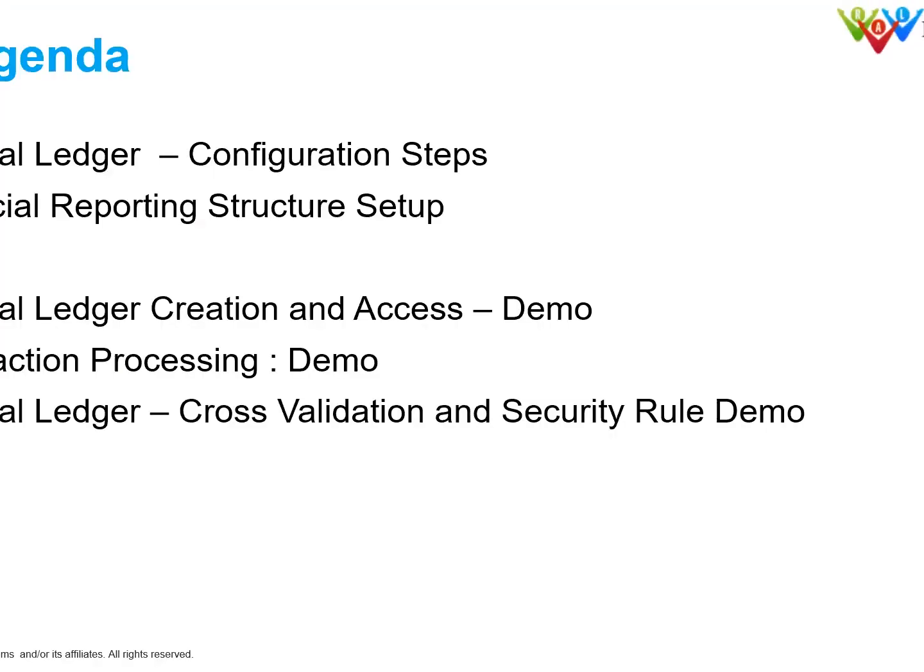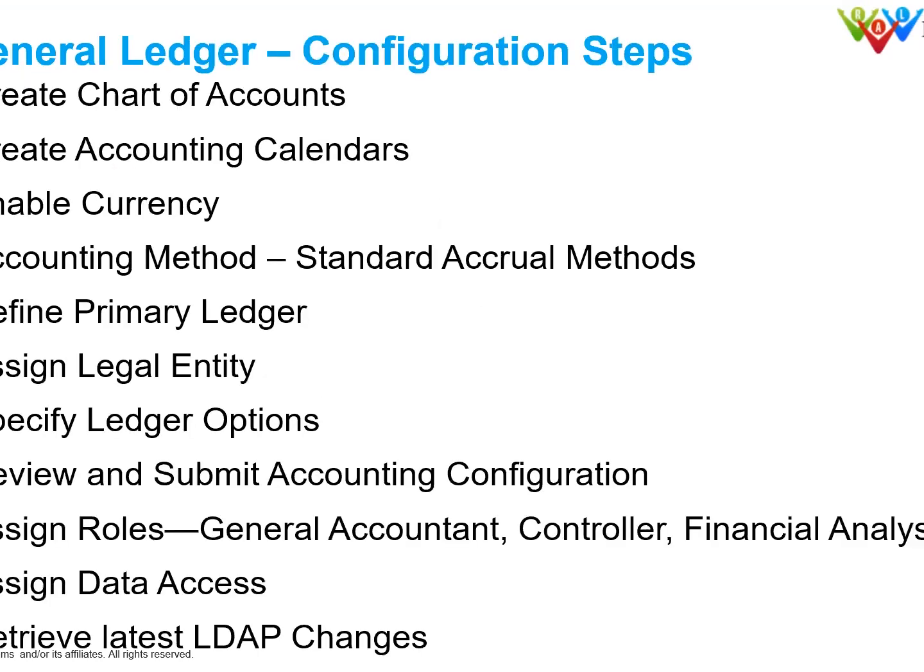So when you try to configure a general ledger application, these are the primary steps you have to do. You have to create a chart of account, create an accounting calendar, enable currency, and have a standard accrual accounting method. Then you define your primary ledger and assign the legal entities which we have created earlier to this primary ledger, specify ledger options, then review and submit the accounting configuration.